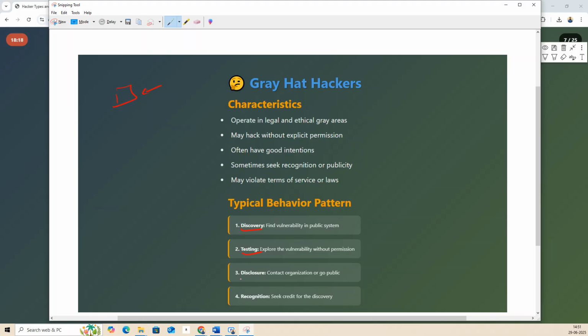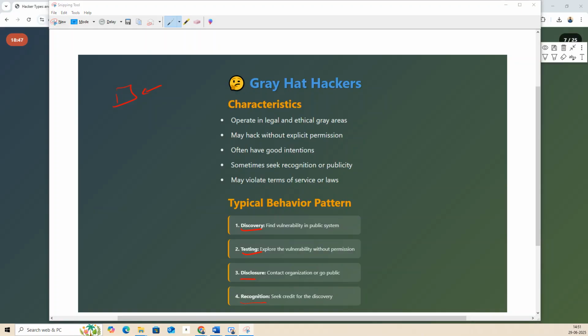And the third is disclosure. Eventually, they contact the organization or go public with their findings. Sometimes they try to contact the organization first, sometimes they go straight to the media or security conferences. And the fourth is recognition. They want credit for the discovery. They might publish detailed technical write-ups, speak at conferences, or seek media attention.